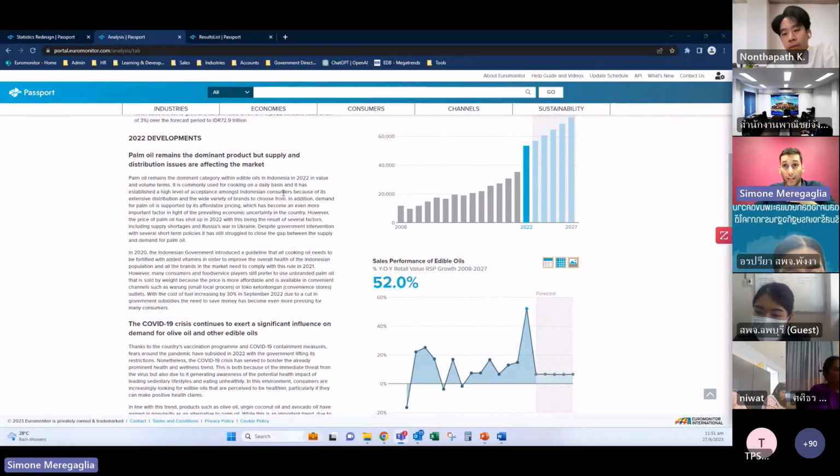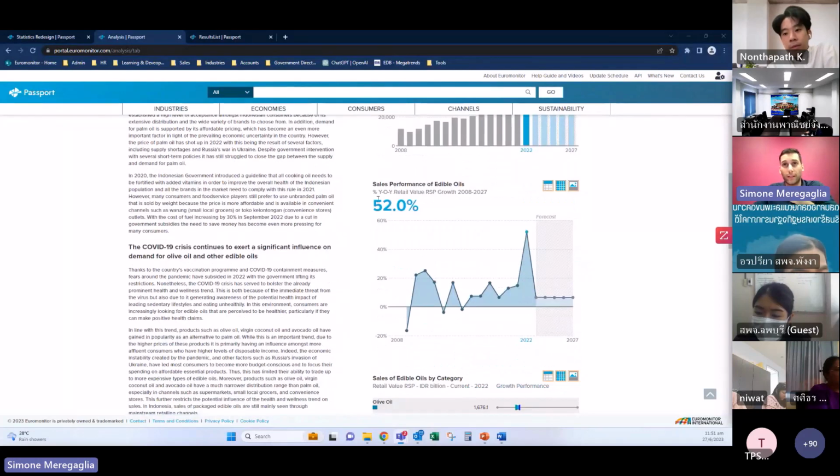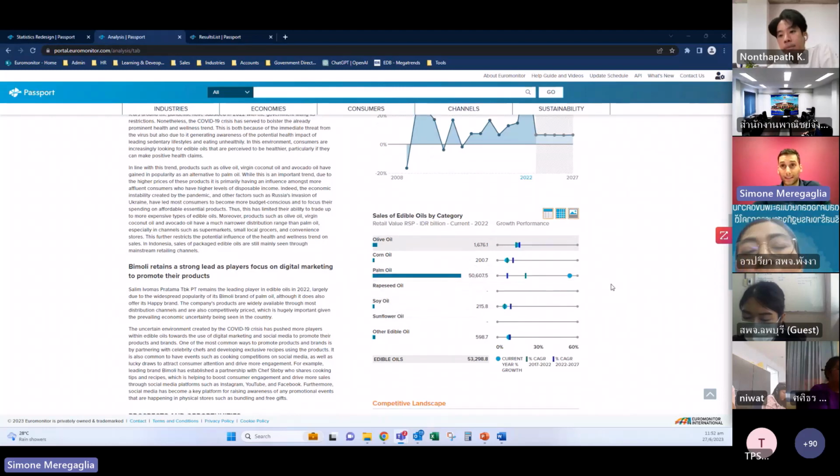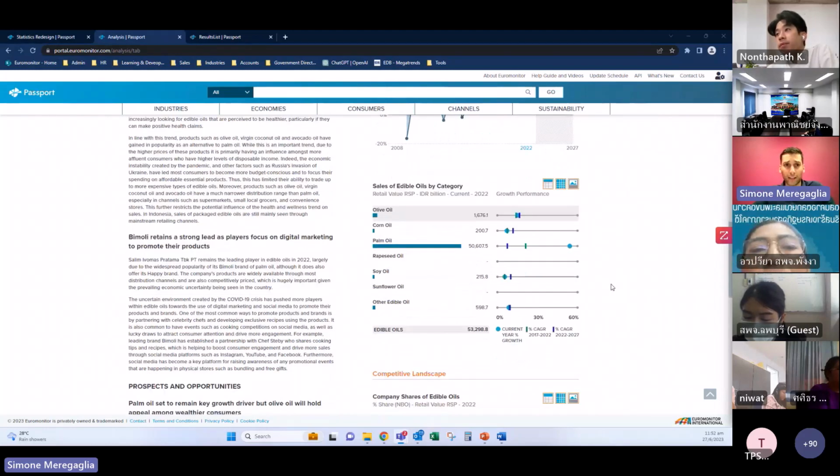And then another thing that you should be aware of regarding the analysis portion is, of course, we have the year-on-year variation of the sales of edible oils, but most importantly, we have the composition of what is driving the market size in edible oils in Indonesia. And you see that it is vastly dominated by palm oil, while other edible oils like olive oil, corn oil, soy oil, they represent a very small percentage. So it's vastly dominated by palm oil. And this is something that is also very interesting to know.